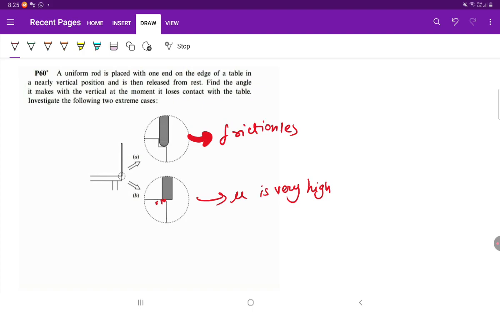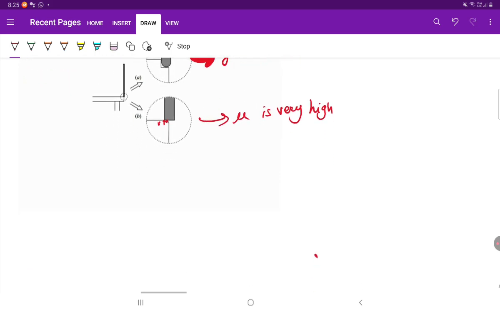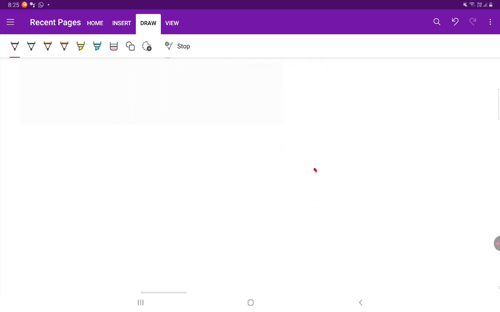Pause the video, spend a few minutes to try this problem. Okay, so let's get started. The question says that a uniform rod is placed on one edge of the table in a nearly vertical position. These are the two cases I already explained, so you have to find the angle at which contact is lost. First, I'll be discussing part B. There's a reason, you will understand later, why I'm discussing part B first.